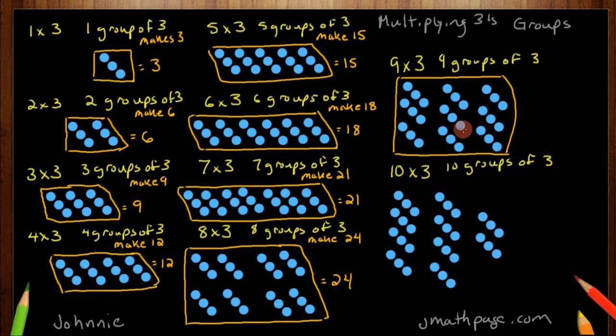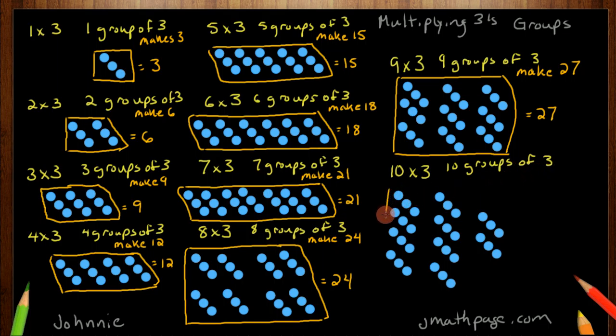Some of you may have noticed that instead of just 9 groups of 3, we could think of 3 groups of 9. And it's the same thing, isn't it, either way? So 9 groups of 3 is the same as 3 groups of 9, and both of those make 27. We can also say 9 times 3 equals 27. Last one. 10 times 3, 10 groups of 3.